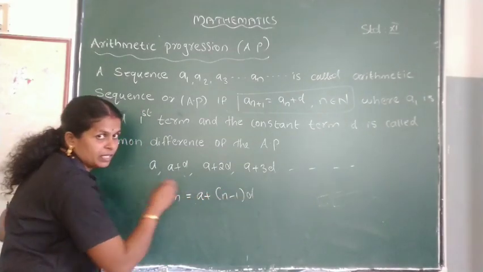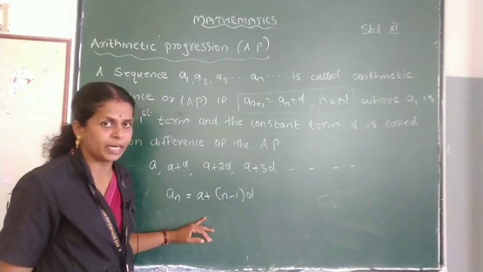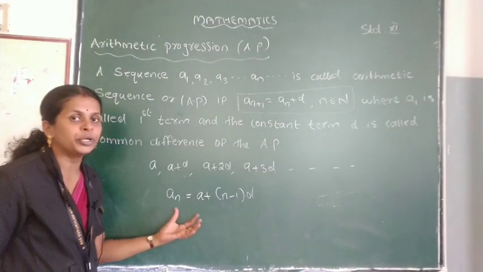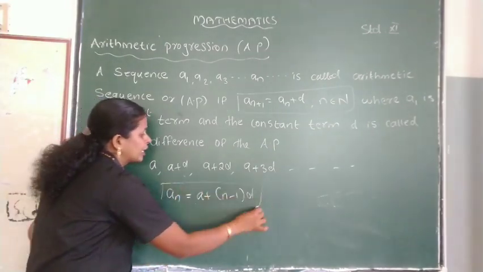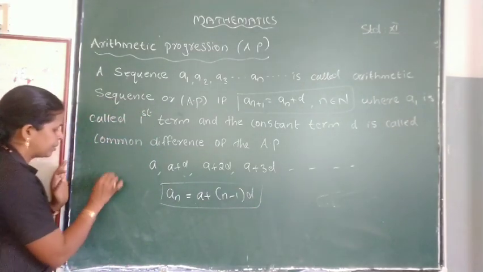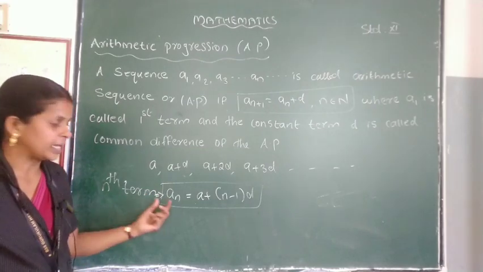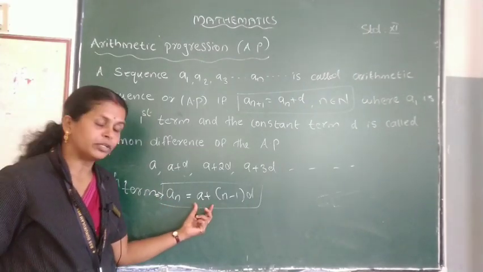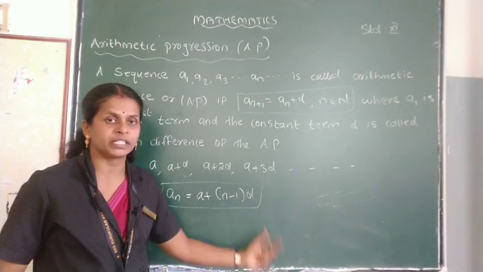A is the first term. We can write it as A, or we can write the first term as F if we want. So AN equals A plus n minus 1 into D. This is the general term or nth term of the sequence. The nth term we can represent as AN. So the formula is A plus n minus 1 into D, or F plus n minus 1 into D.